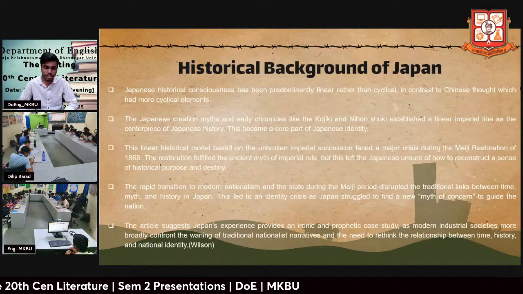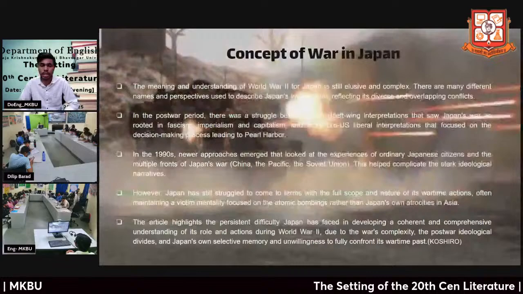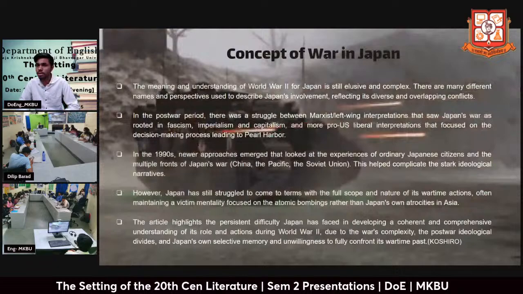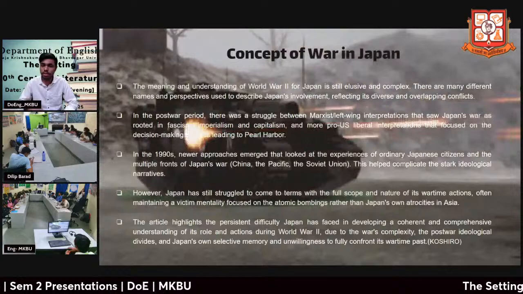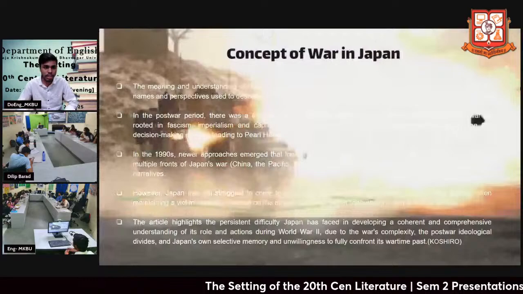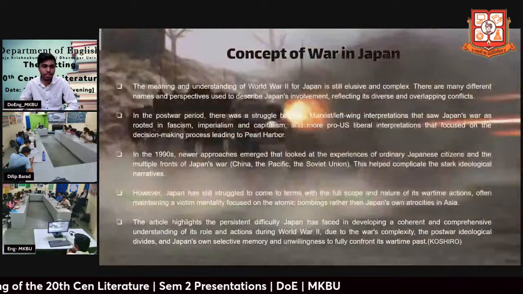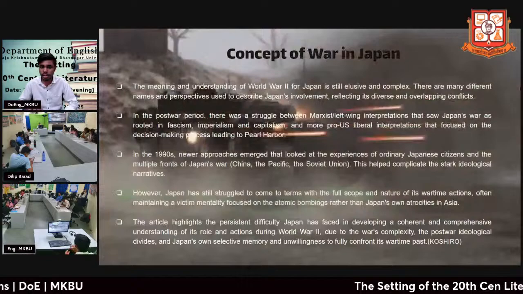What is the concept of war in Japan? As we know, Japan's war in World War II ended with the big breakdown of Hiroshima and Nagasaki. This is the big fact that comes up in the book. So the meaning and understanding of World War II for Japan is still elusive and complex. There are many different names and perspectives used to describe Japanese involvement, reflecting its diverse and open-ended conflict.